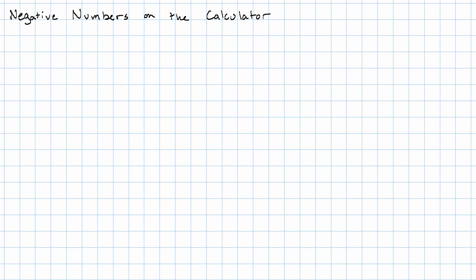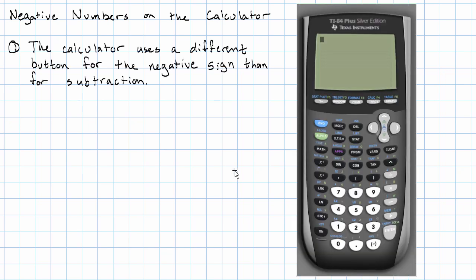There are two things to be aware of when entering negative numbers on a TI-84 calculator. The first one is the calculator uses a different button for the negative sign than the subtraction sign. Looking at my calculator, I see my subtraction sign over here on the right with all the basic operations. But if I want to enter a negative number, I have to use a negative sign, which is down at the bottom of the calculator next to the 0 and the decimal point.